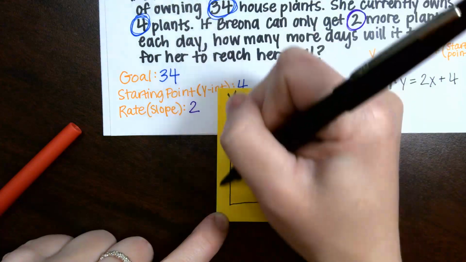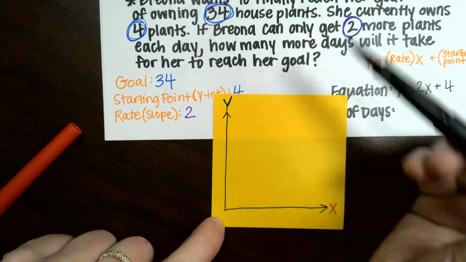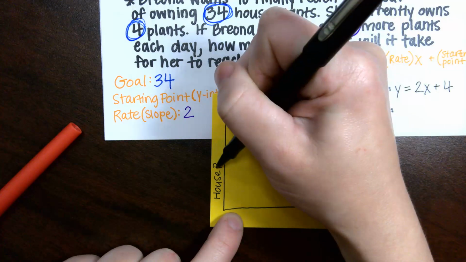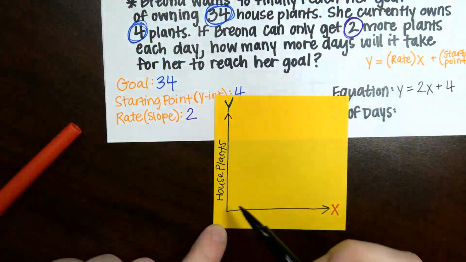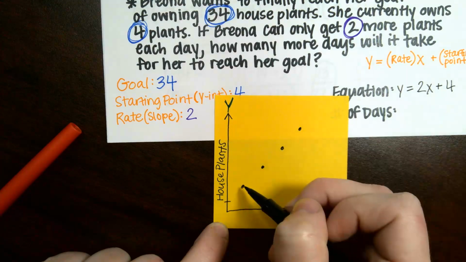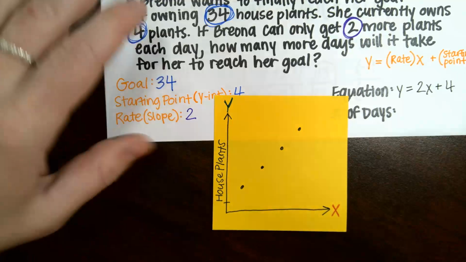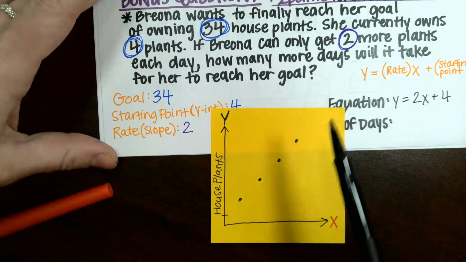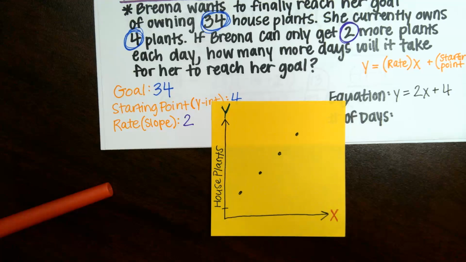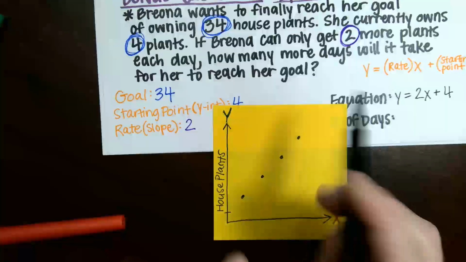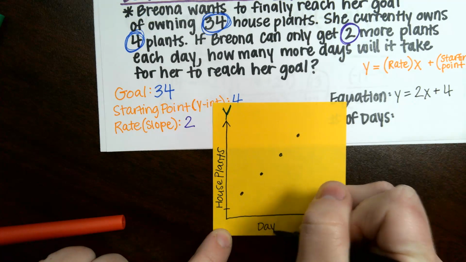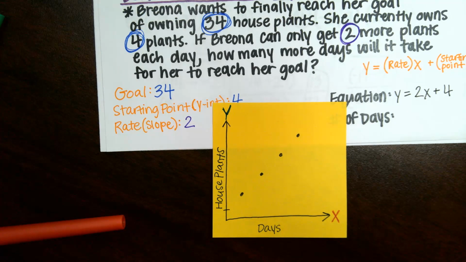So on my up and down, my y-axis, I'm measuring the number of houseplants. Because as she gets more houseplants, it's going to be a lot easier to see her progress if we plot it as points this way. Like, this is how many she has on this day, and this is how many she has on this day. The only other thing that we have is the amount of days. We're going to put our time frame on the x-axis. Our time value, in the sentence, talks about days. How many days will it take? So my x values are days.